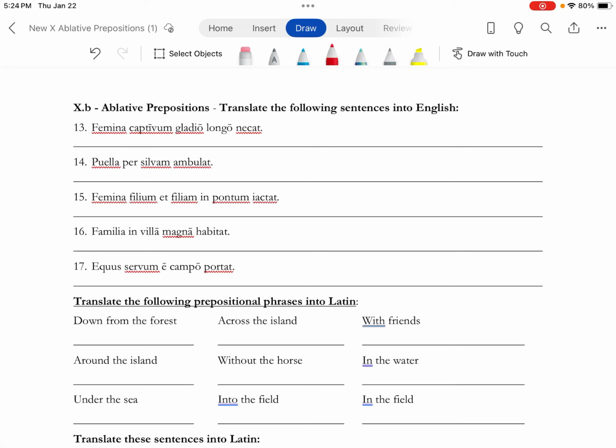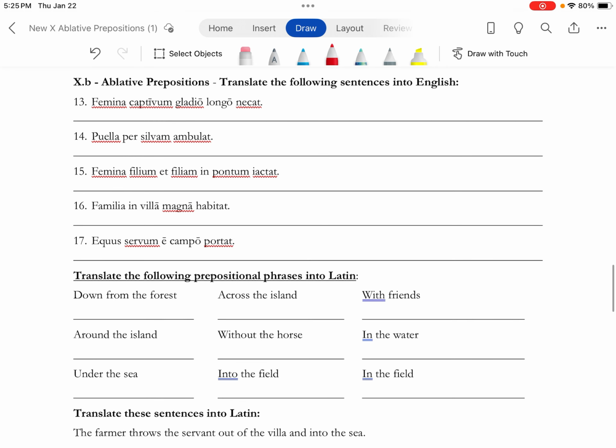What's happening? All right, so we are on lesson 10 of the ablative prepositions, and we are doing pages 3 and 4 of this worksheet. Get right into it. Translate the following sentence into English. So you can pause these, follow along with me, wait till the end. You do you. Femina captivum gladio longo necat.